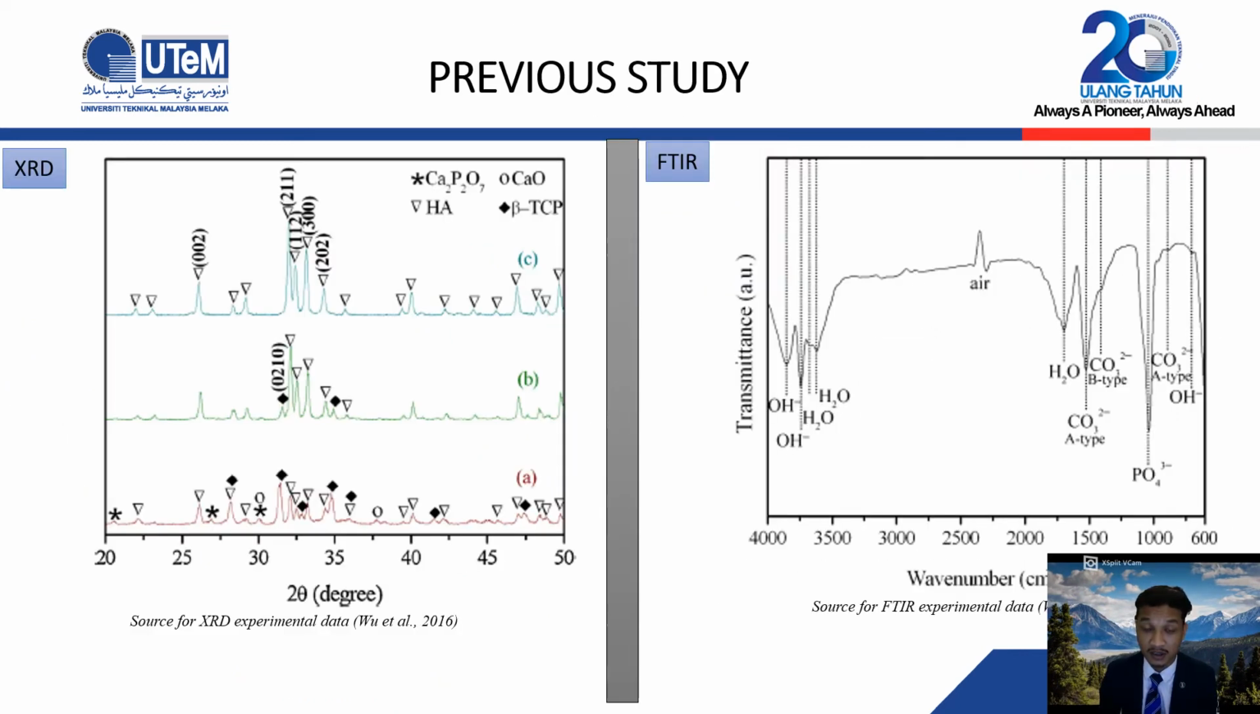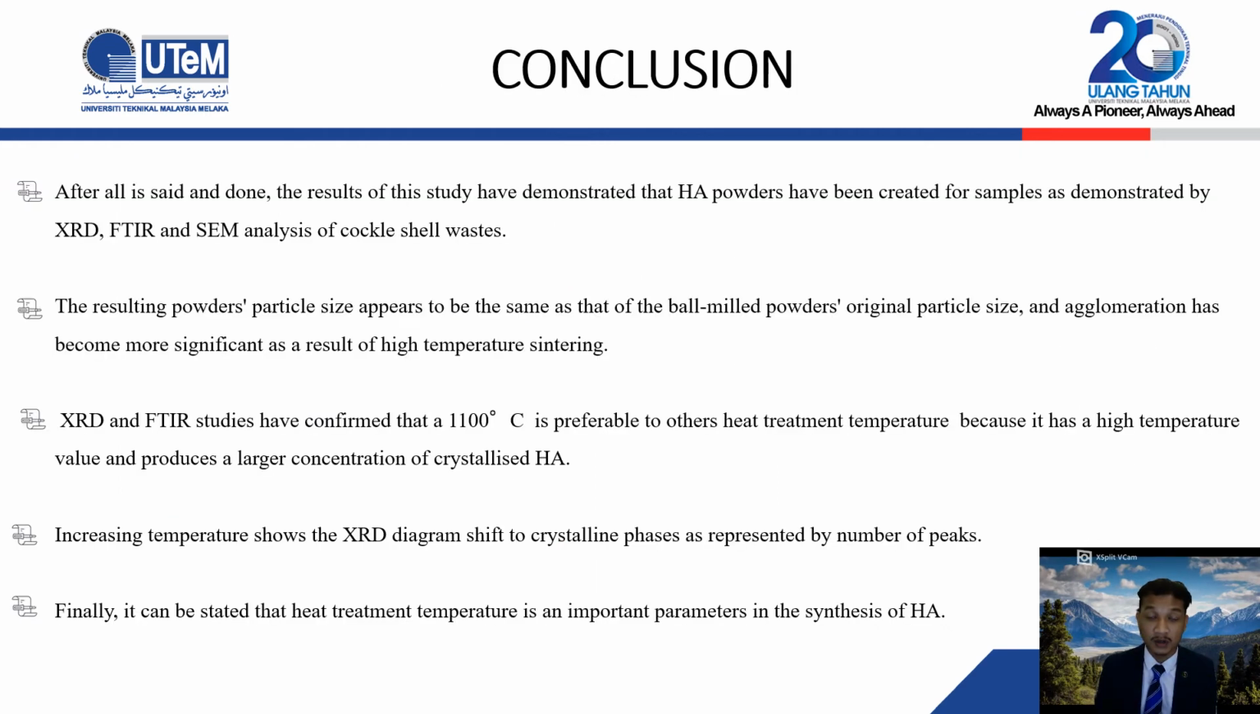For your information, all my data for FTIR and XRD are supported by a previous study carried out by Wu and others. Next, we move to the conclusion part. After all is said and done, the results of this study have demonstrated that HA powders have been created from cockle shell waste, as demonstrated by XRD, FTIR, and SEM analysis. The resulting powder's particle size appears to be the same as that of the bone meal powder's original particle size, and agglomeration has become more significant as a result of high temperature sintering.